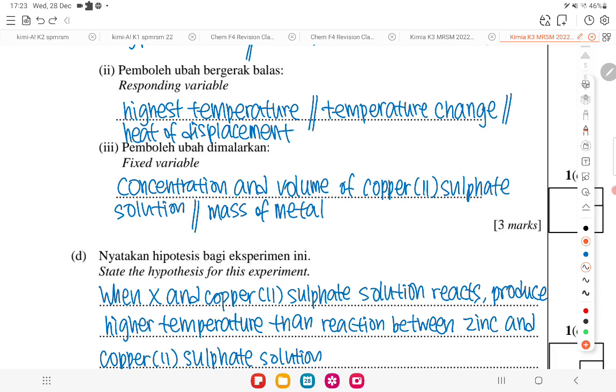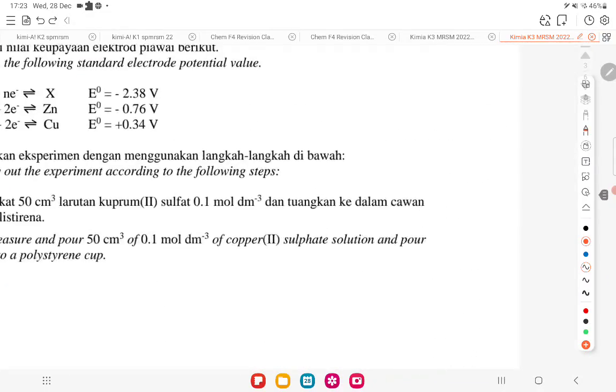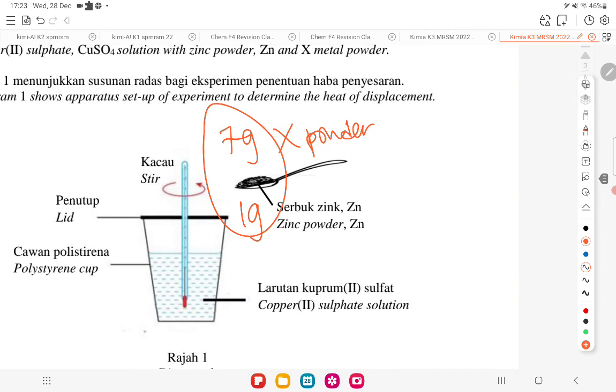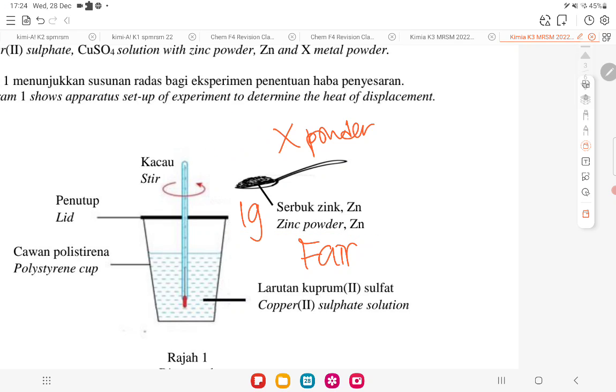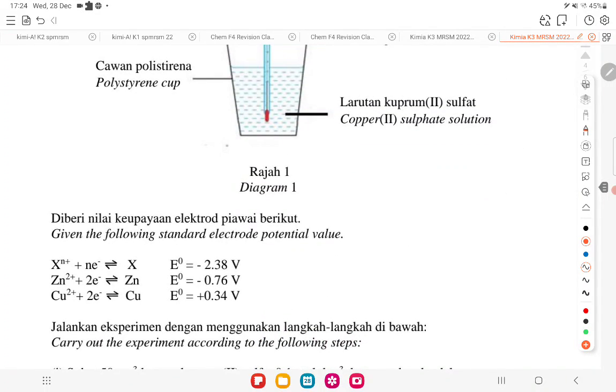Apart from the concentration and volume, you also need to fix what? This metal powder. For the metal powder, you need to fix the mass. You cannot say, when I use the zinc powder, I use 1 gram, and when I use the metal X powder, I use 7 gram. When you use a different mass of the powder, the final result will be different. So it must be fair. If you use 1 gram of zinc powder, for the metal X powder you must use 1 gram as well. You cannot change the mass of the powder, because it can affect the result.